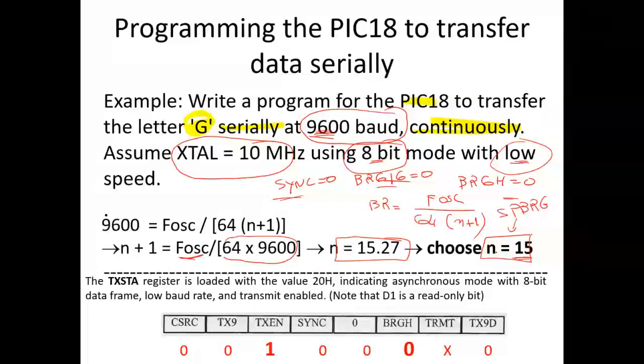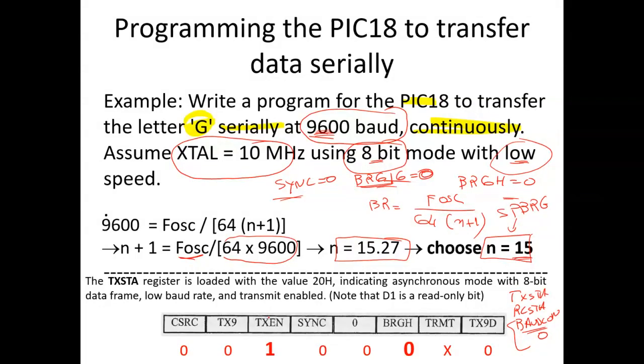Now for the configuration, we have to give the value of the TX status. We have to give the value of the RC status. We have to give the value of the BAUDCON register. From the BAUDCON register, we have the BRG16, and the BRG16 is 0, so the BAUDCON register is 0. And we are done with the BAUDCON register. No need to make the configuration.